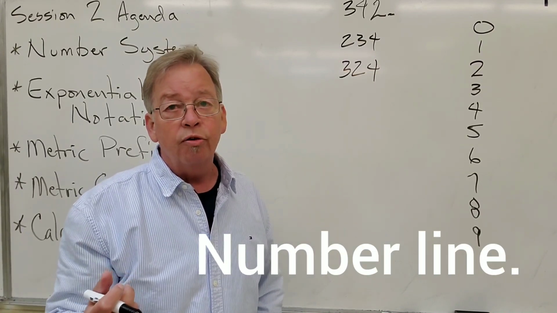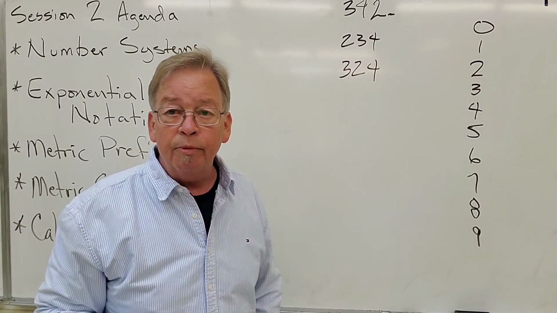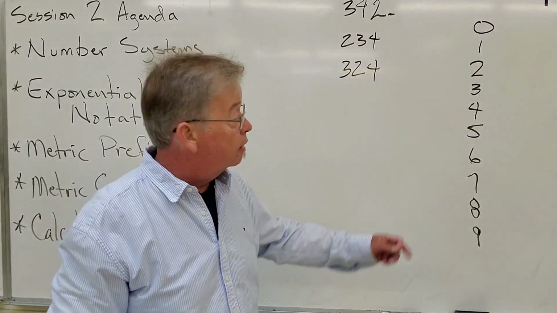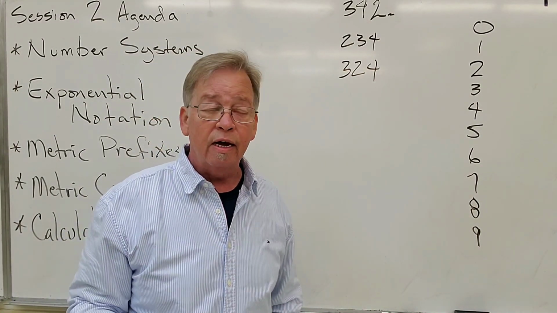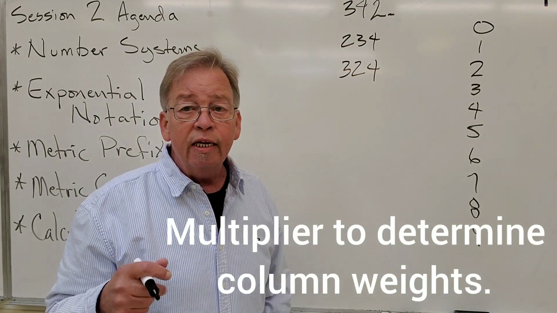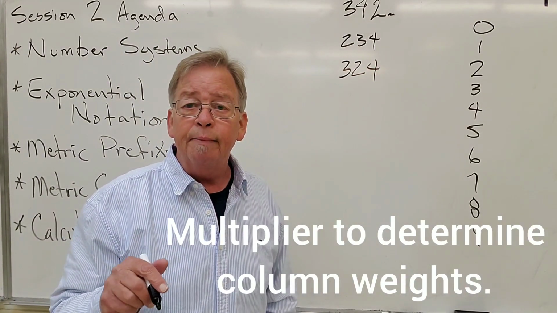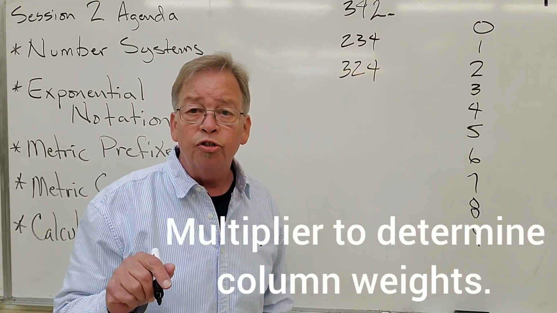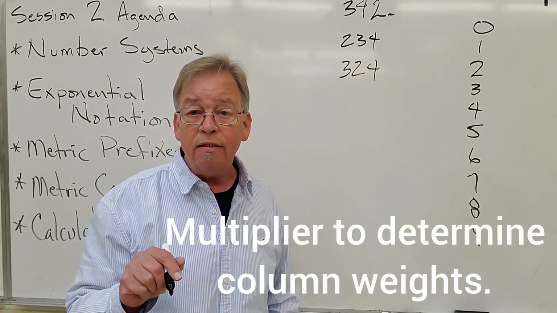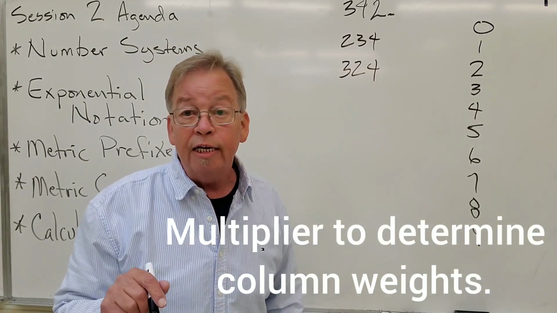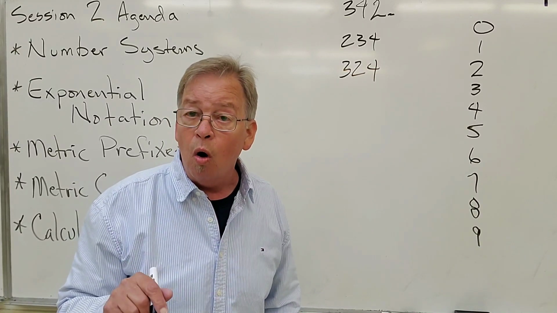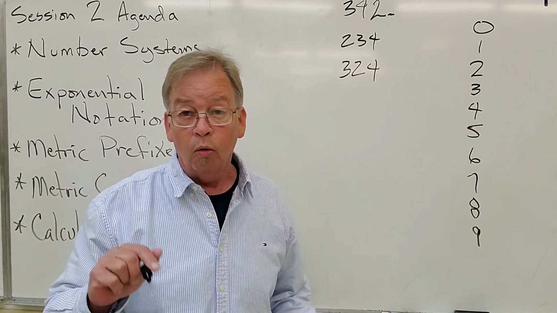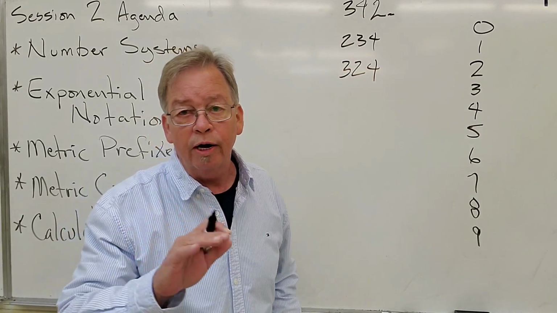This is the other thing that the radix or base number tells us. First of all, it tells us how many digits there are in that number system. The next thing it tells us is that it's used as a multiplier for determining column weights on the number line. Well, let's look at this right here, okay?